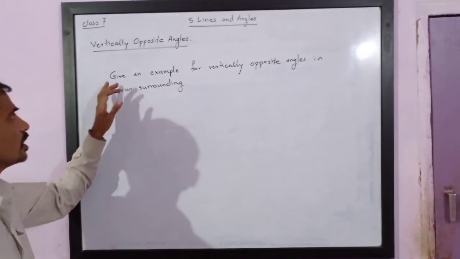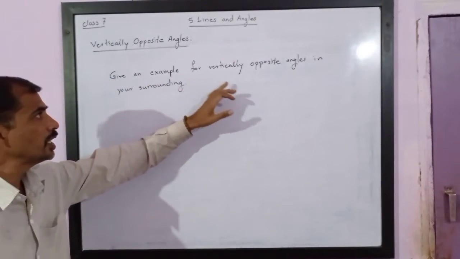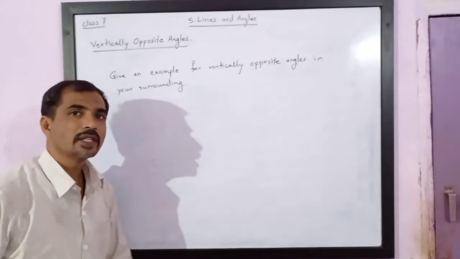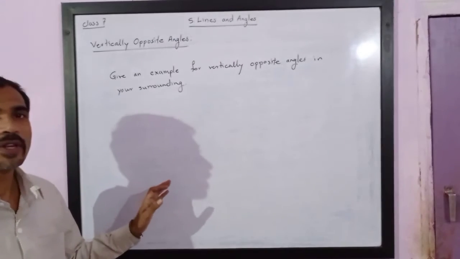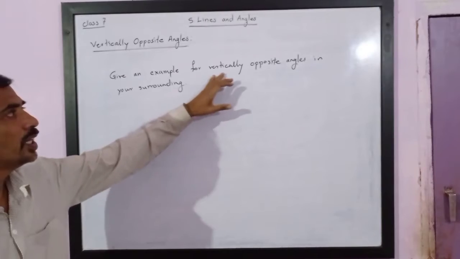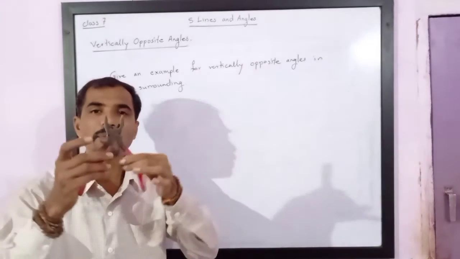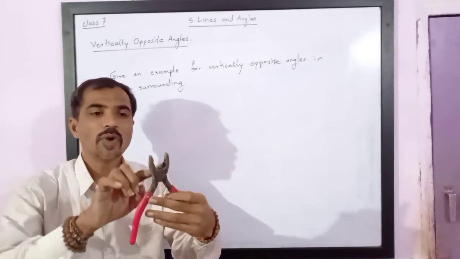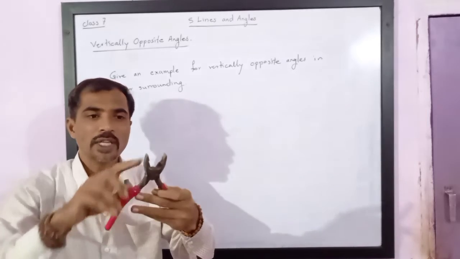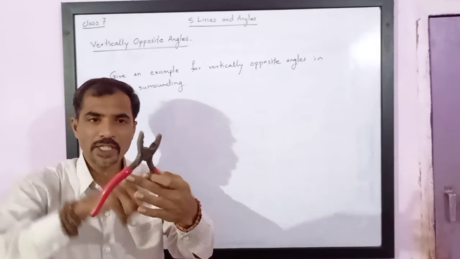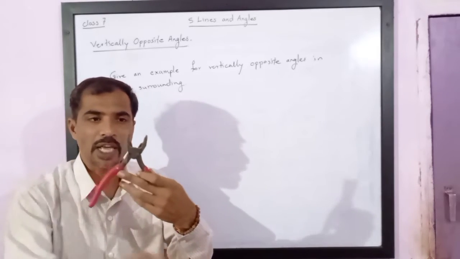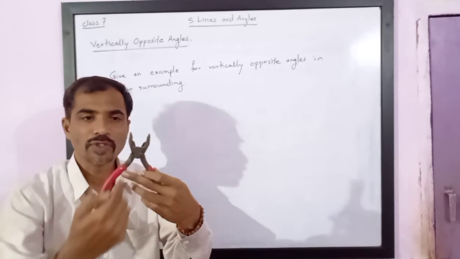Dear friends, next question is, give an example for vertically opposite angles in your surrounding. Now, if you see the scissor in your surrounding, it is having vertically opposite angles. Even if you take the plier, it is also having vertically opposite angles. Please note, this forms one of the lines and this arm forms one of the lines.